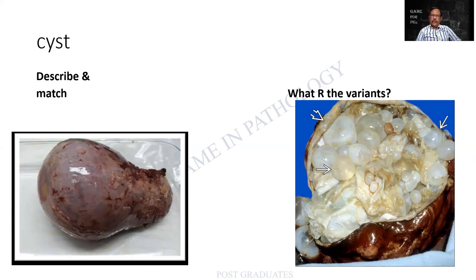There are two variants of it which you people should remember. One is called unilocularis, that is most common. Another is multilocularis, Echinococcus granulosus.